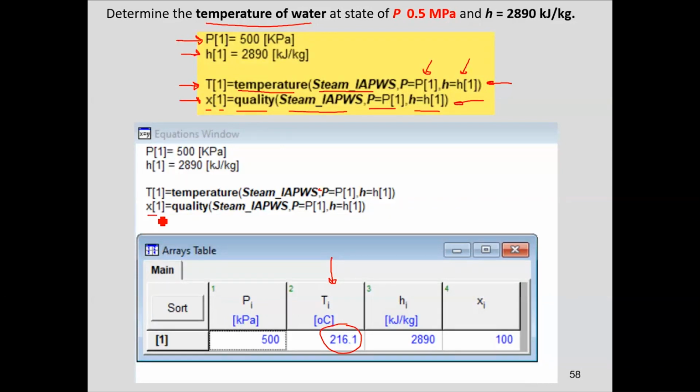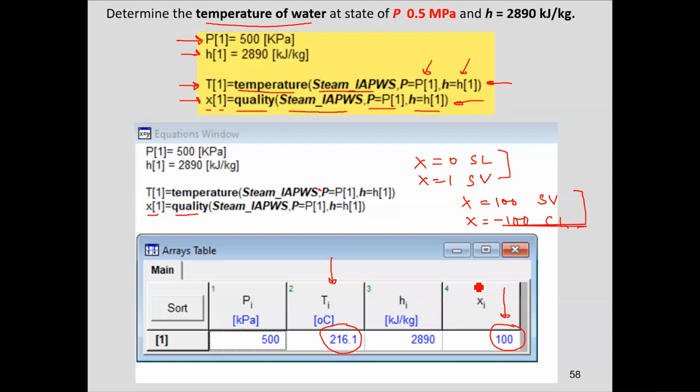The quality value stored in X1 comes out to be 100. Now, you know that the X value varies between 0 and 1, 0 for saturated liquid and 1 for saturated vapor. In the software, when you see X equals 100, it means you are in the superheated vapor region. And if the X value is minus 100, it means you are in the compressed liquid region. So I calculated this value just to show that the software says your system is in the superheated vapor region. All right. Moving on.